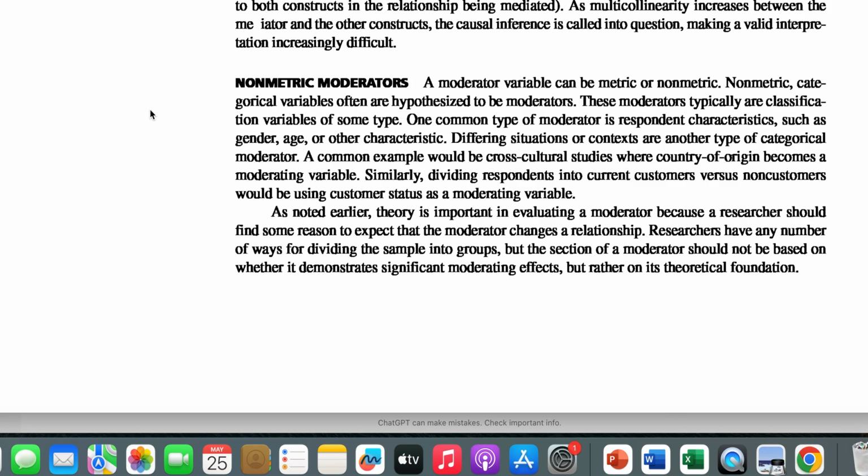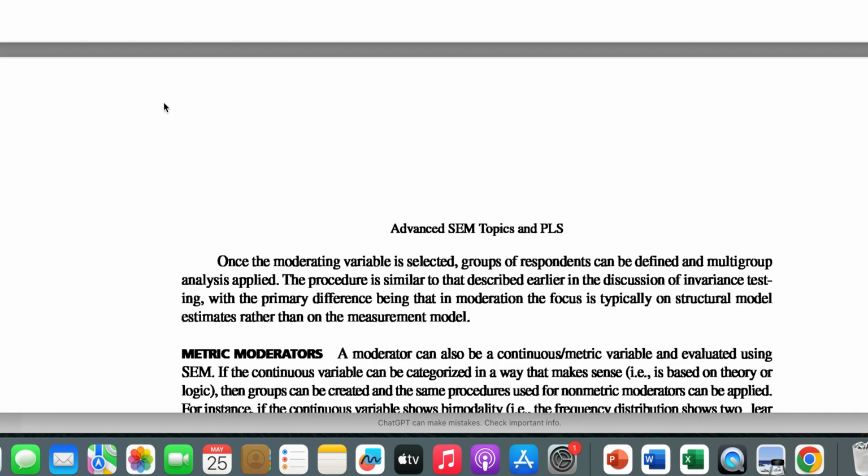Similarly, dividing respondents into current customers versus non-customers would be using customer status as the moderating variable. As noted earlier, theory is important in evaluating a moderator, because a researcher should find some reason to expect that the moderator changes a relationship. Researchers have any number of ways of dividing the sample into groups, but the selection of the moderator should not be based on whether it demonstrates a significant moderating effect, but rather on a theoretical foundation.